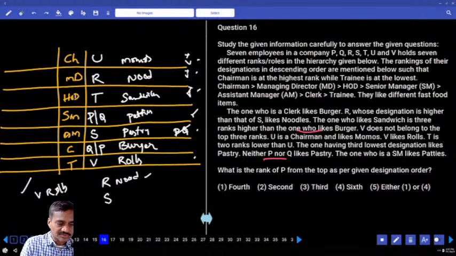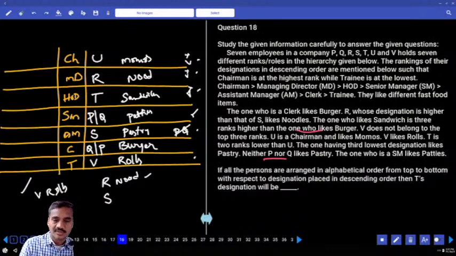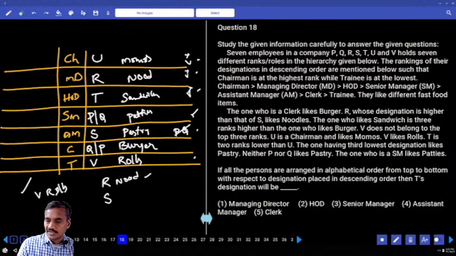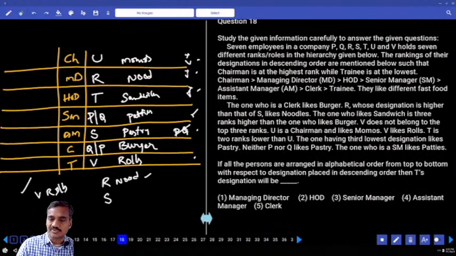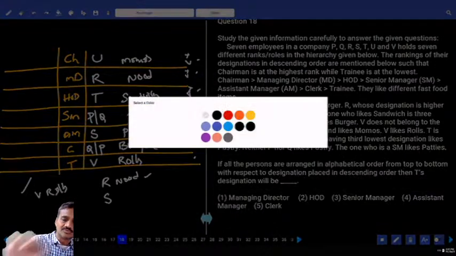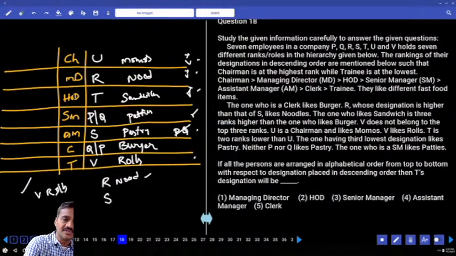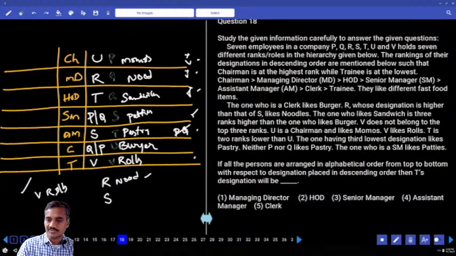This is about questions 16 to 20. Question number 18: if all the persons are arranged in alphabetical order from top to bottom with respect to the designation placed in descending order, the persons from top to bottom are P, Q, R, S, T, U and V. Then T's designation will be assistant manager, that is choice 4.